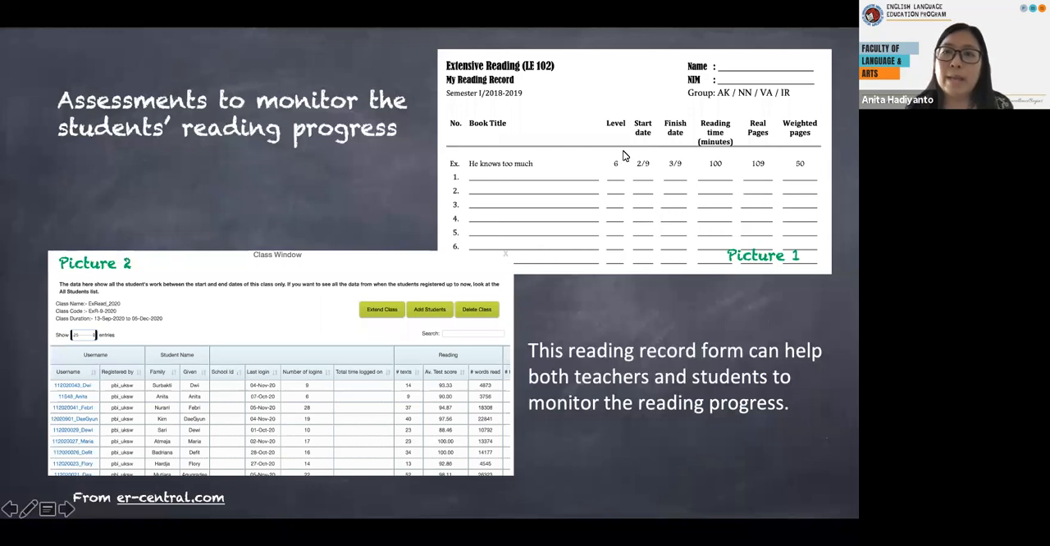We checked whether they read at the appropriate level. How to indicate that they read at the appropriate level is we can check the minutes they spend reading that particular book. If they read for too long, then we can probably conclude that the level is a bit too difficult for them, and we can suggest that they read something easier, a lower level.